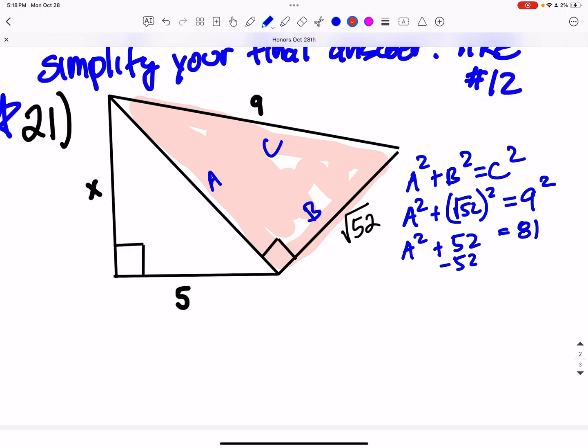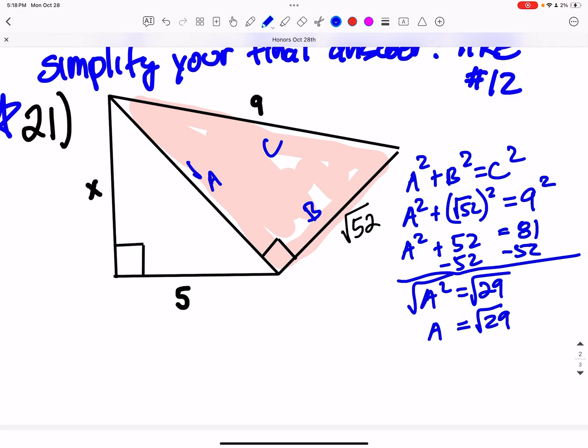I'm going to minus 52, A squared equals 29. So A, once I take the square root, is the square root of 29. Okay, so far kind of ugly. This answer is the square root of 29. Ugly so far, but whatever.